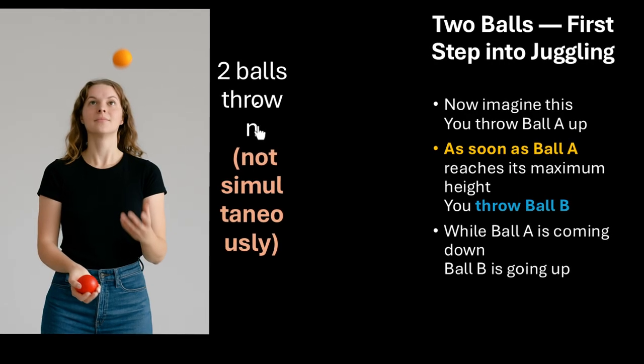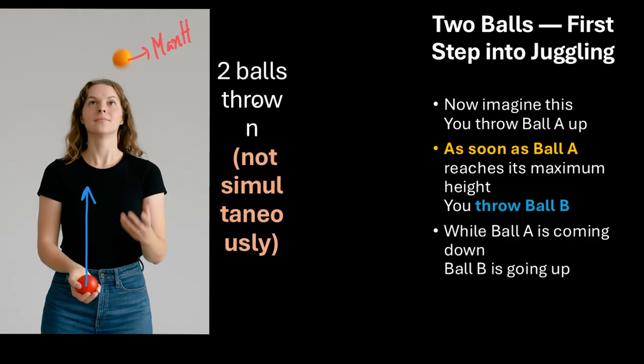Now 2 balls are thrown, but not simultaneously thrown. This not simultaneously is the foundation for juggling. Ball A is thrown up. As soon as ball A reaches its maximum height, you throw ball B. So this ball here is at its maximum height. And now what goes up? This ball goes up.